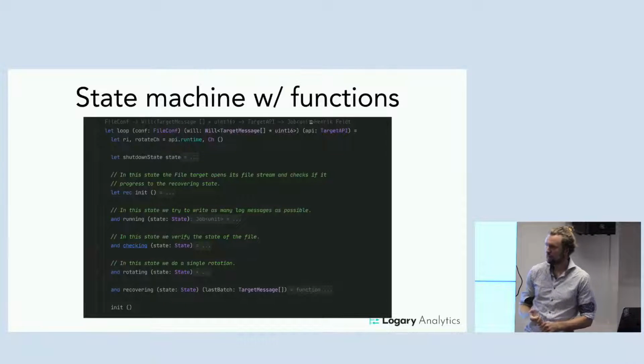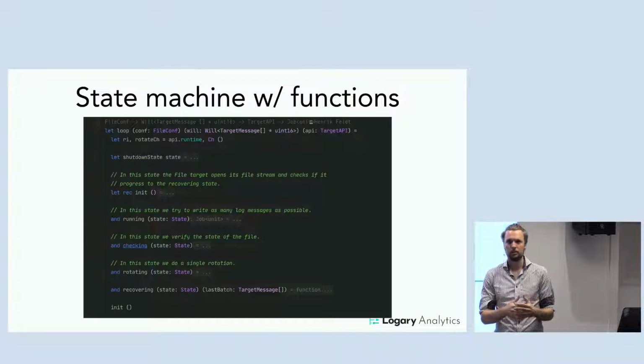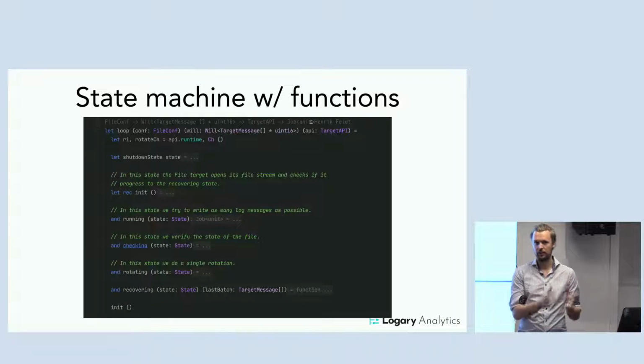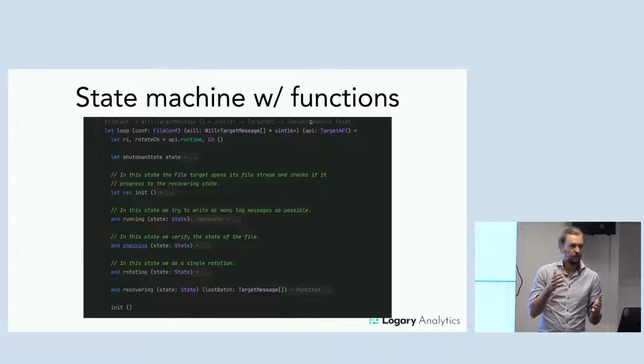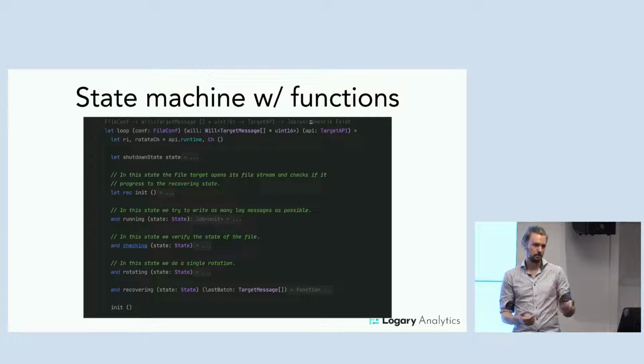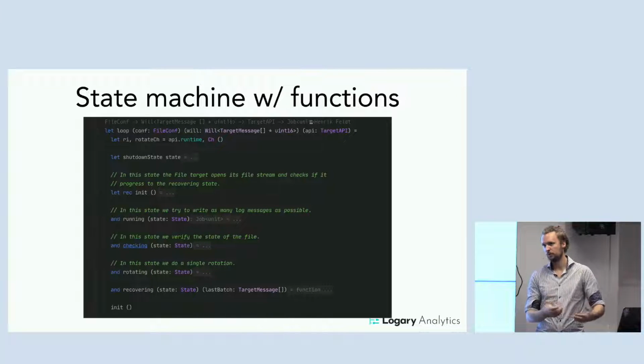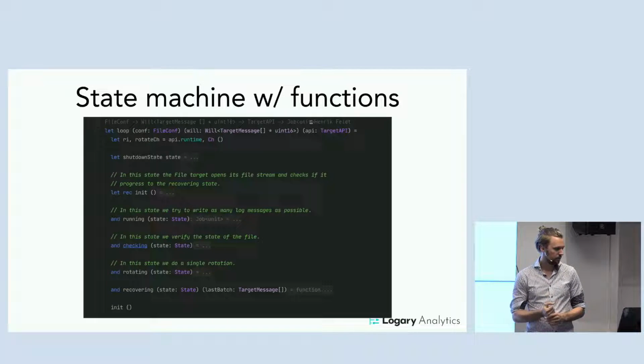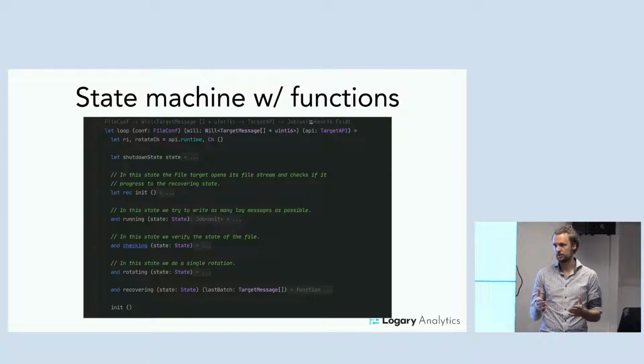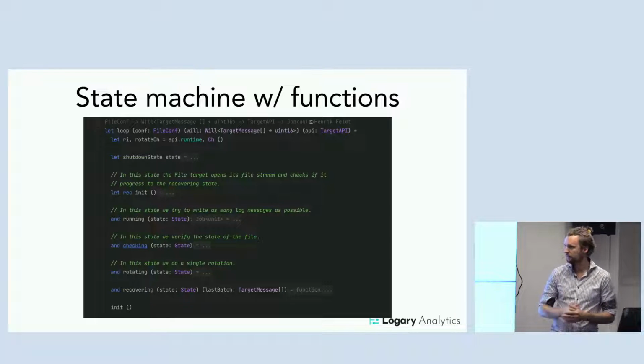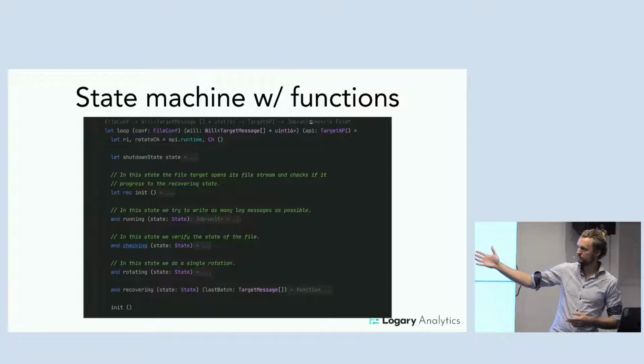Again, from Logary. In Logary, we want to have multiple targets. They have different initialization, different failure modes, different ways of managing when, for example, you get too much logging going on, or they write too slowly, they consume from you too slowly, etc. So one way of managing that is to have a state for each of the cases that you might have. So we've got loop here.